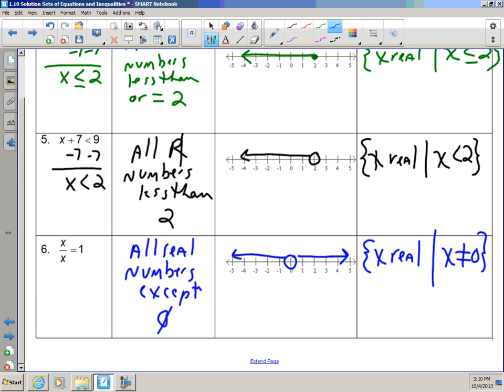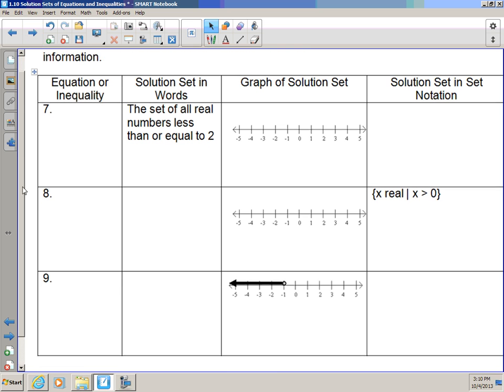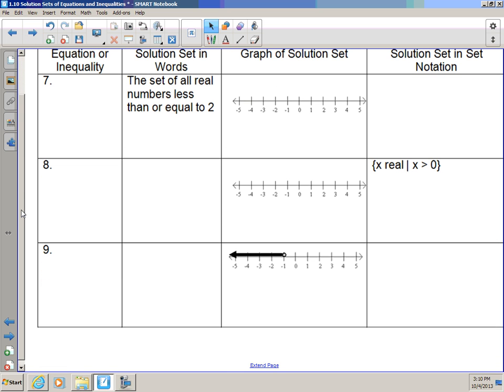So you can see how the number line and set notation are very useful ways to represent the solution set. Now, a little bit more of an open-ended exercise. We want to fill in the other 3 columns based upon one of the columns' information. There is an infinite number of answers to this, so don't worry if what you have in your notes is different from what I'm going to put up here.